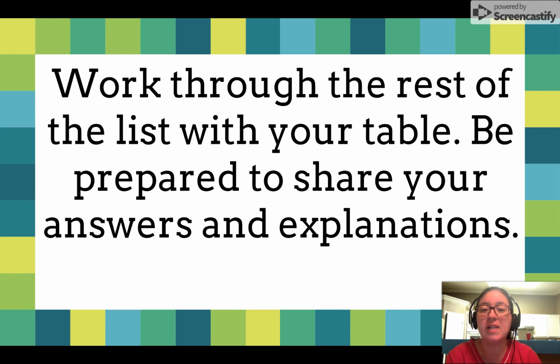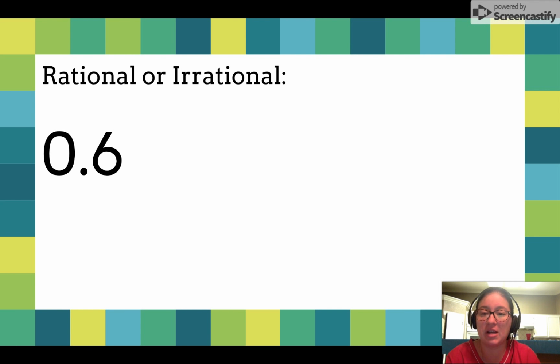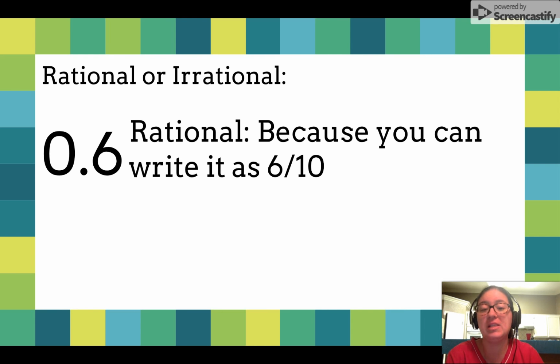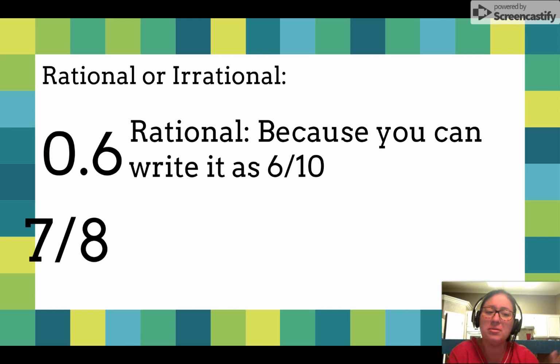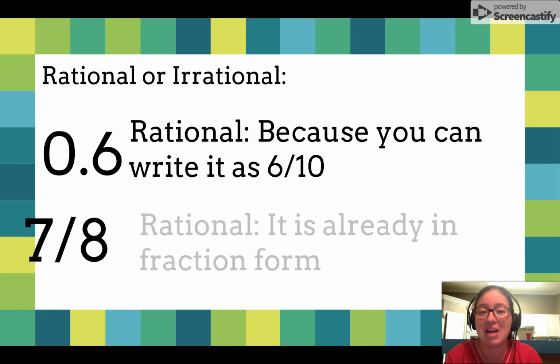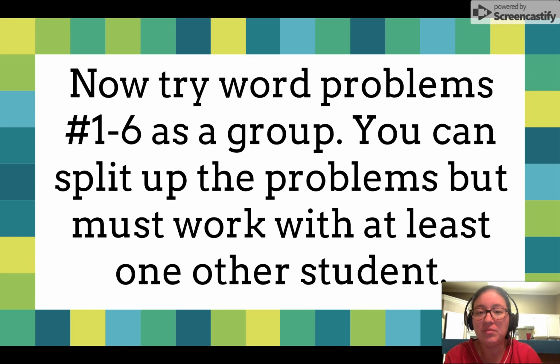Okay, so in class, you're going to work through a longer list. But for now, let's look at a couple more. 0.6. Well, 0.6 is a decimal. So you can rewrite it as, the proper way of reading 0.6 is 6/10. And 6/10 is a fraction that reduces to 3/5. 7/8. Well, 7/8 is already in fraction form, so that's very easy to see that that is a rational number. And then in class, you're going to try some word problems.